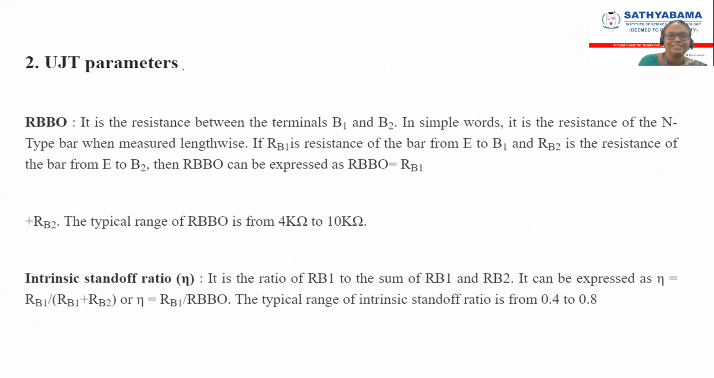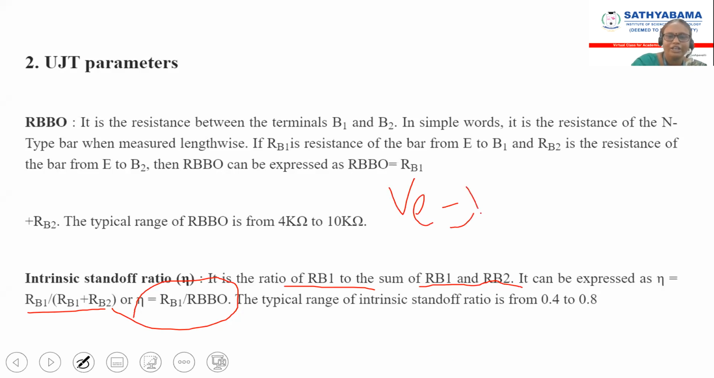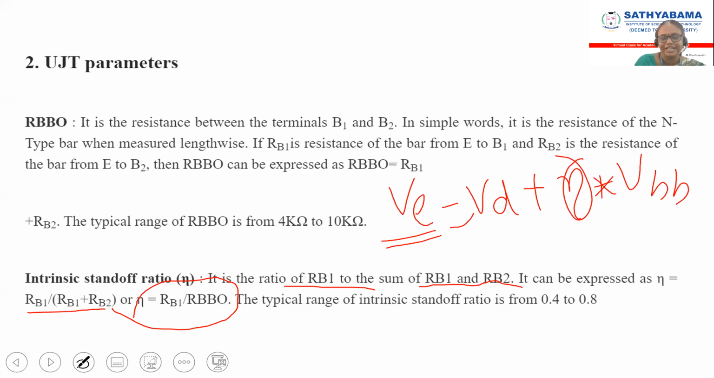Okay. The next one: we have seen latching current and holding current. Similarly, the intrinsic standoff ratio is the ratio of RB1 to the sum of RB1 plus RB2. Normally that is eta. Eta equals RB1 by RB1 plus RB2; this is the definition. It's one of the important two-mark questions, and the value will be around 0.5 to 0.8. We have written the formula V equal to VD plus eta into VBB, so this plays an important role in turning on the UJT device. That's why the intrinsic standoff ratio is always taken into account for analyzing the UJT.